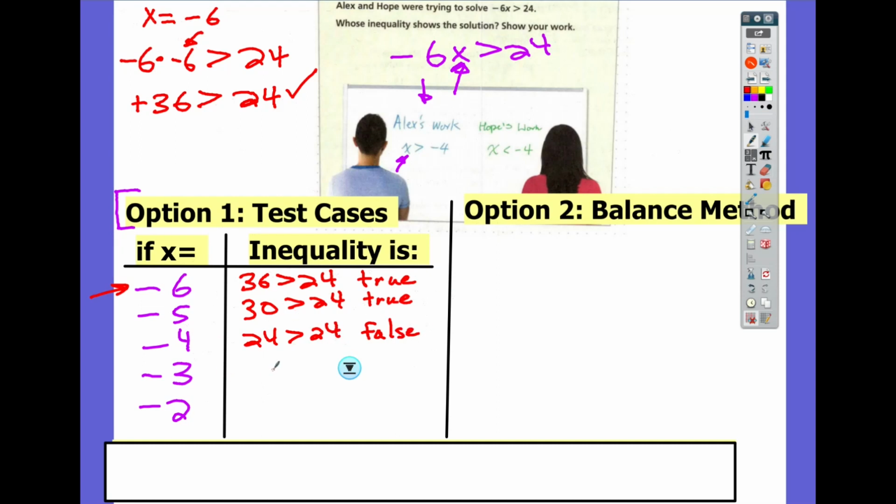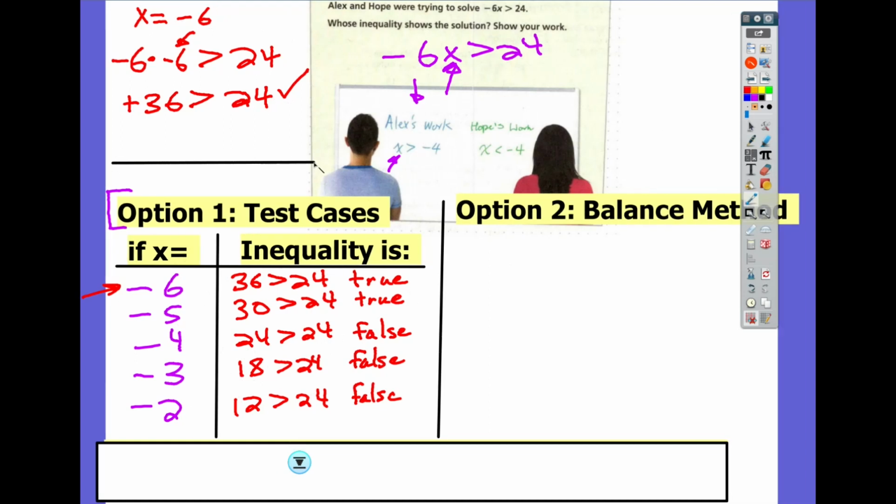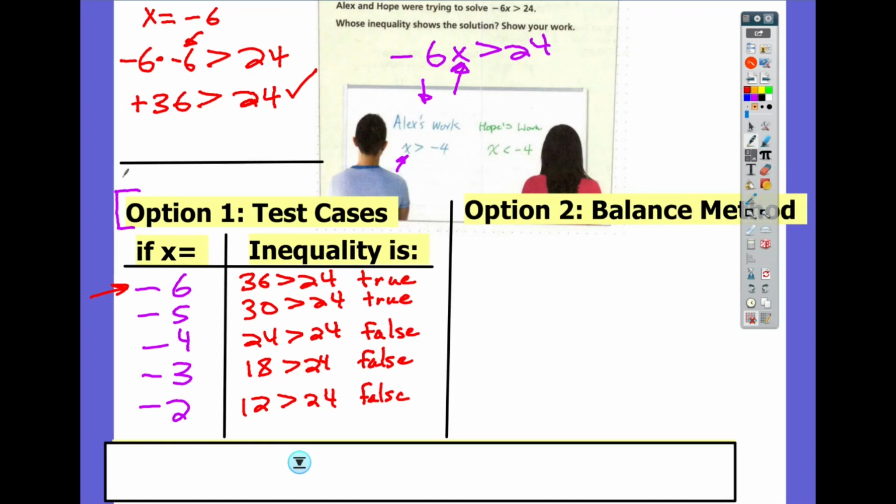If we plug in a negative 3, we get negative 6 times negative 3, which gives us 18. The statement 18 is greater than 24 is also false. Let's do the last one for completeness' sake. Negative 2 times negative 6 gives you 12, greater than 24, also false. So you could put this on a number line, and let's go ahead and do it. Let's plot a number line using our test cases.